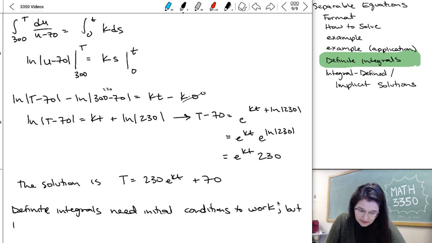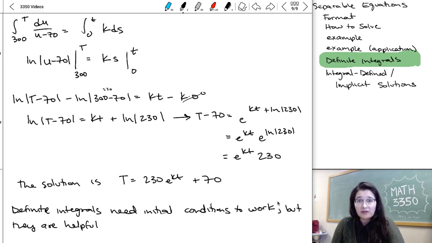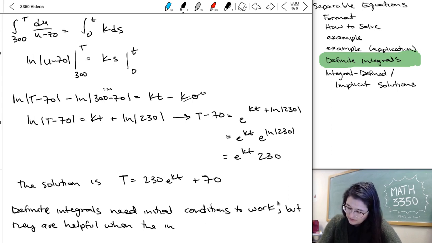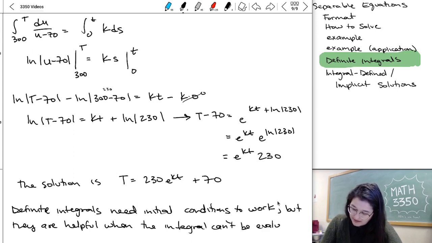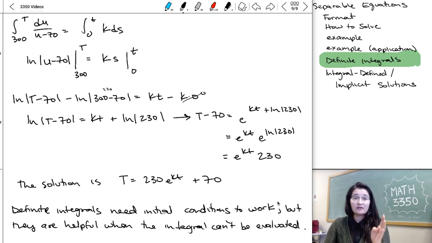But they are helpful if you'd like to avoid the algebra of solving for initial conditions in an initial value problem, and if you can't actually solve that integral. If you can't evaluate that integral to get to your answer, then being able to set it up with the initial conditions on the bounds is nice, so that you at least have the final solution written in some way. So I'm going to go ahead and pause here so that we can start the next video about scenarios where that might be helpful.